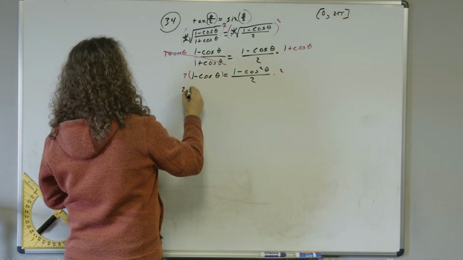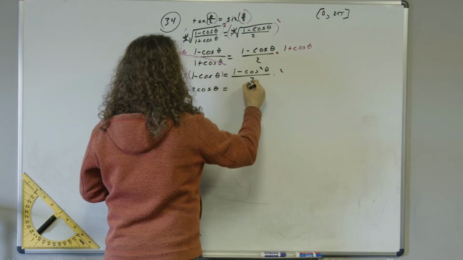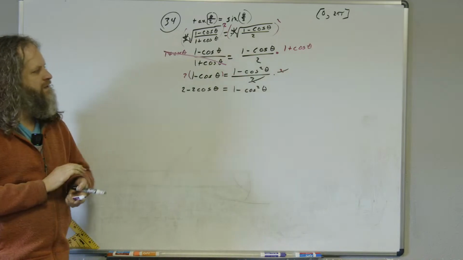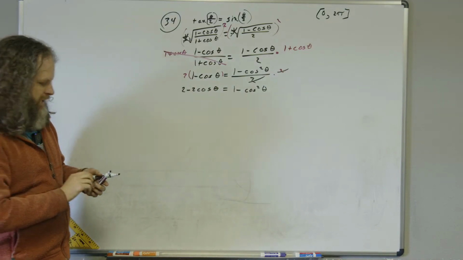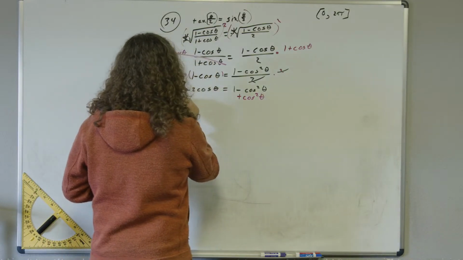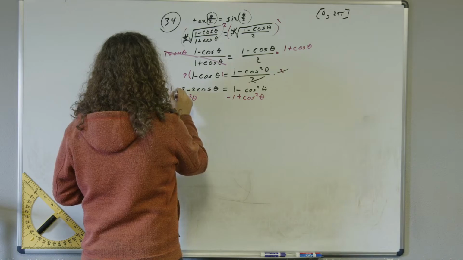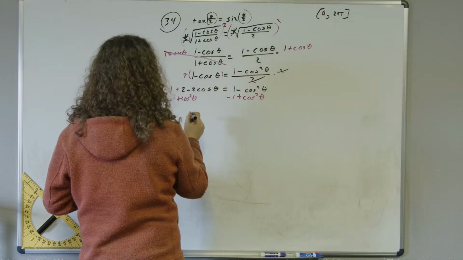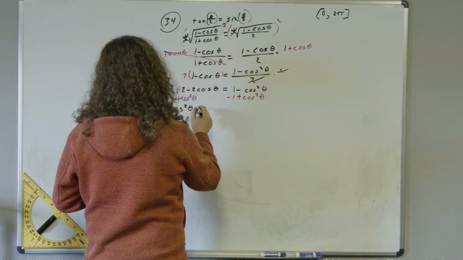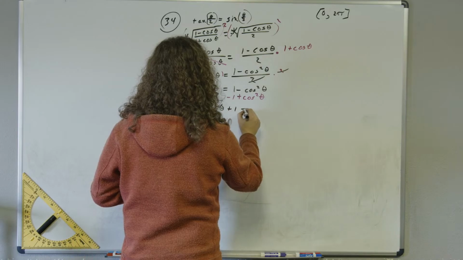So we've got 2 minus 2 cosine theta equals 1 minus cosine squared theta. Now what? Move it all over to one side. I think that sounds like a grand idea. Add cosine squared theta plus cosine squared theta minus 1 minus 1. I wrote that dumb, but we're in pre-cal. Y'all can handle it. Cosine squared theta minus 2 cosine theta plus 1 equals 0.